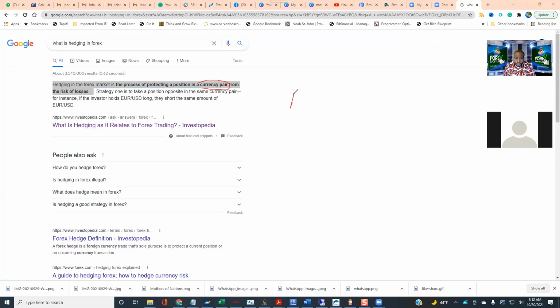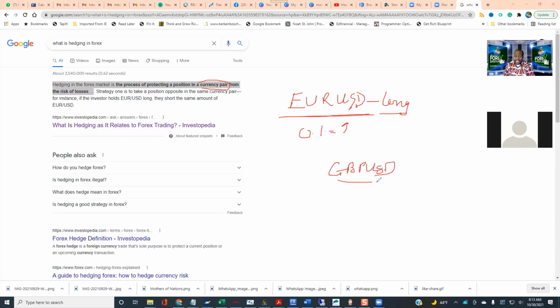So if you have a trade on EURUSD, which is a long position, okay, if you want to hedge this market, the same currency pair that you have going on is what you are focusing on. Not that maybe you have a long position 0.1 on EURUSD, then you now see another opportunity on GBPUSD and you open that trade. That is no longer hedging.